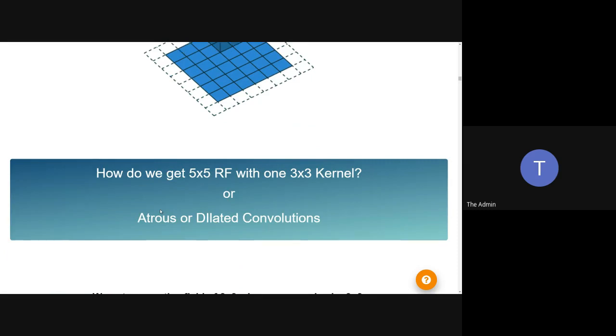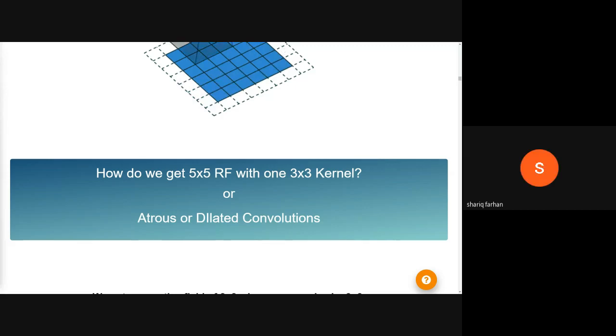So the first question I want to ask you, and this is only for the new students, if you have covered this class earlier, then please don't respond. How do we get a 5x5 receptive field with one 3x3 kernel? Anyone from the new students? I can wait.